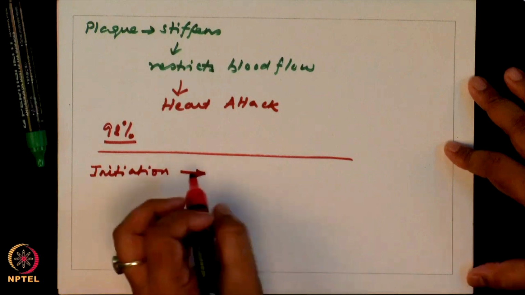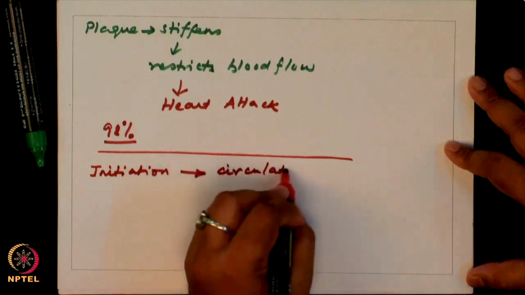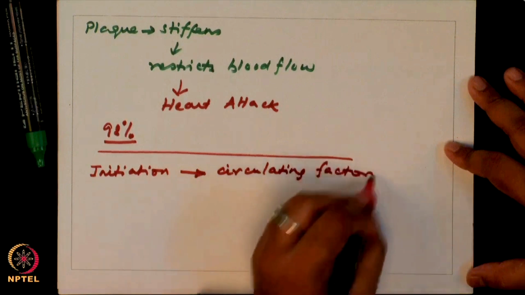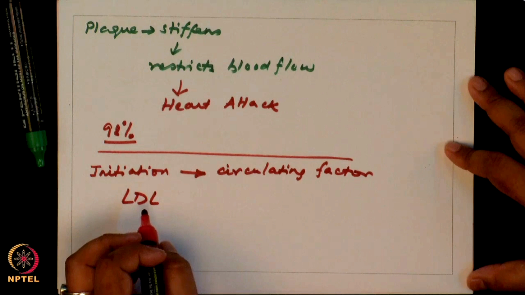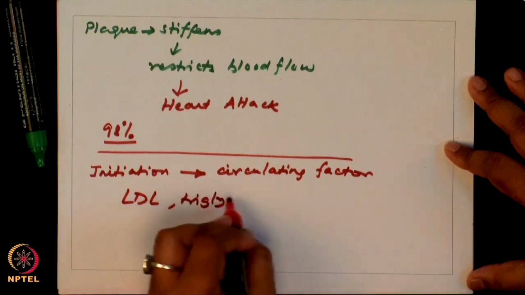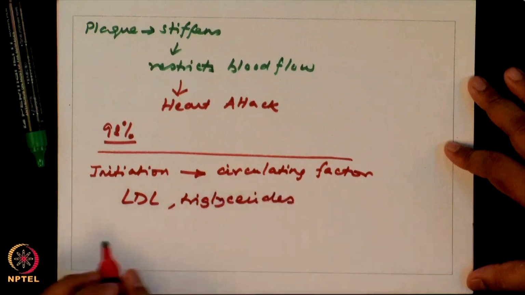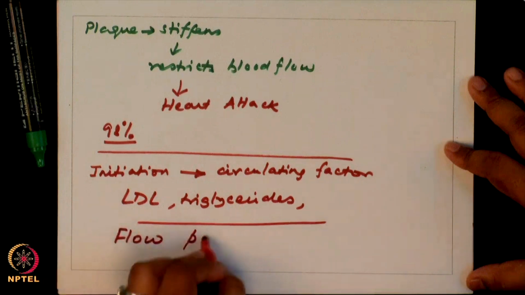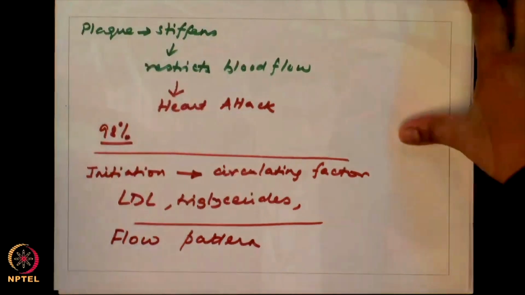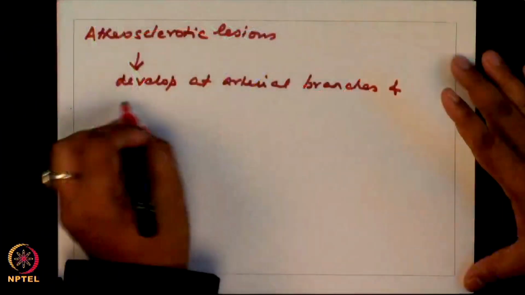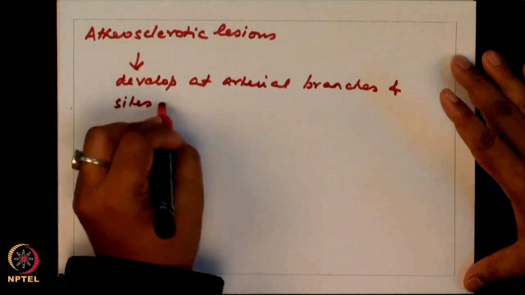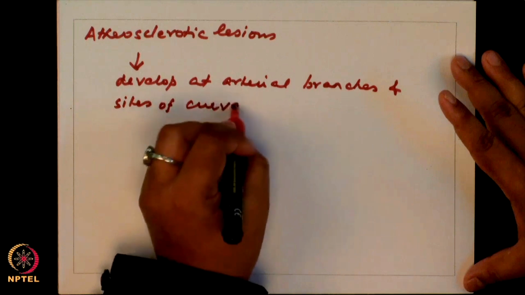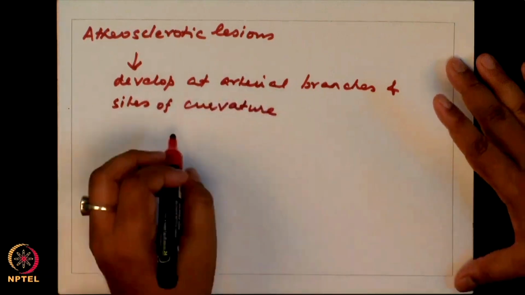is attributed to, let us say, circulating factors like LDLs or low density lipoproteins and triglycerides. There are also other changes in the flow pattern, in the way the blood flows through these arteries. Intriguingly, people have observed that atherosclerotic lesions are typically localized; they develop at arterial branches and sites of curvature. So, what is the reason for that?